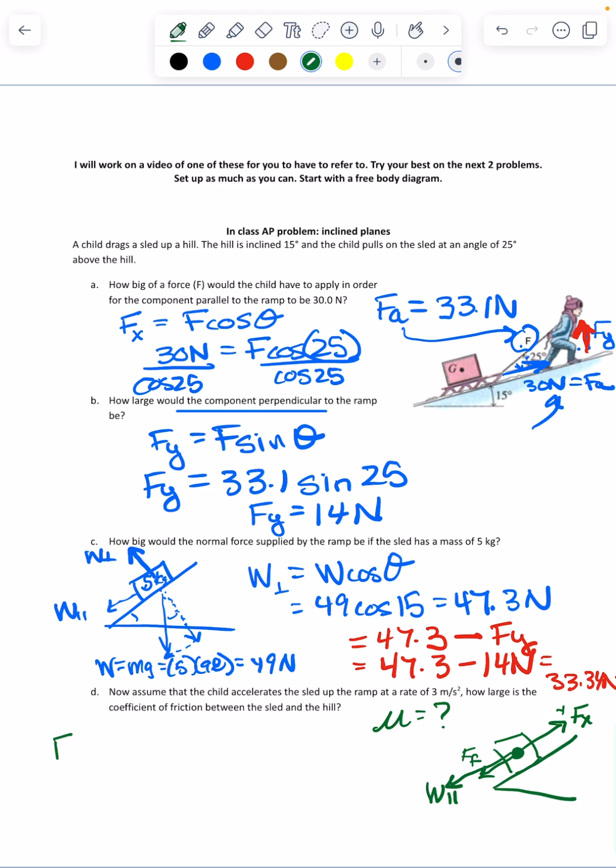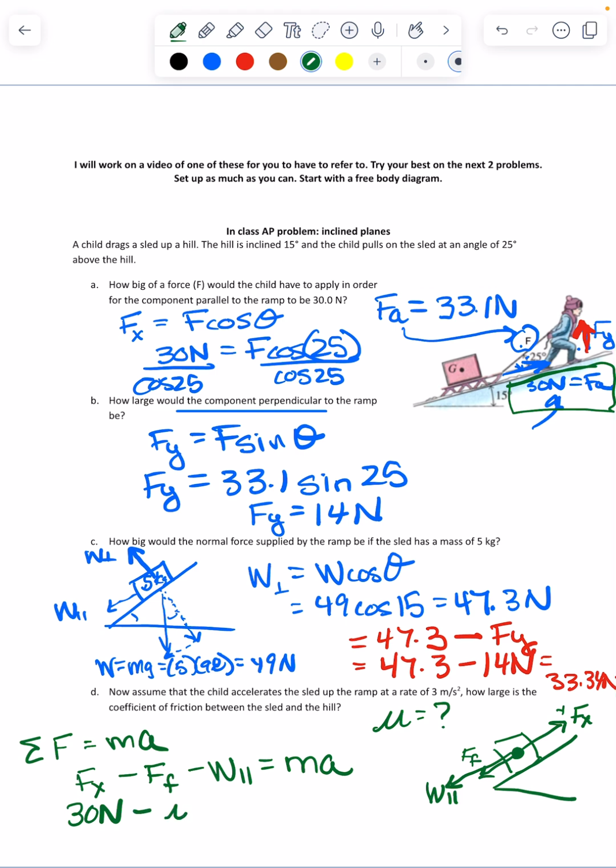So I have the sum of my forces is equal to ma. So let's add those three forces that we've got going in the direction of acceleration. So I've got my Fx, I've got minus Ff because I'm adding a negative since it's the opposite direction, minus weight parallel is equal to ma. Let's put some things in. So if I go back up to the top, part A, I see that I was given that x component of 30 newtons up the ramp. Ff is equal to mu Fn.